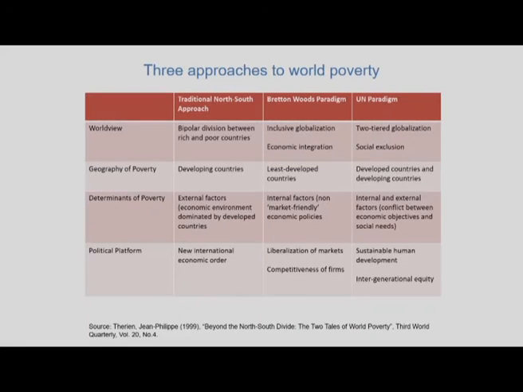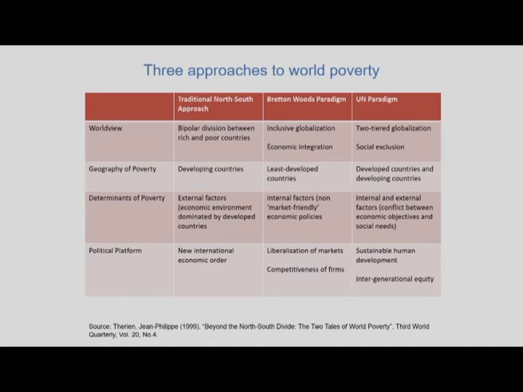The traditional north-south approach thought of in terms of the geography or location of poverty, and forwarded the idea that poverty is largely located in the third world or the developing countries. The Bretton Woods paradigm also talked about the location of poverty in the least developed countries, which are more or less the same as the third world countries, whereas the UN paradigm brought in this vision of geography of poverty. The UN paradigm started talking about poverty in the developed countries as well, which is why it also started talking about the differences in relative income levels in the developed countries.